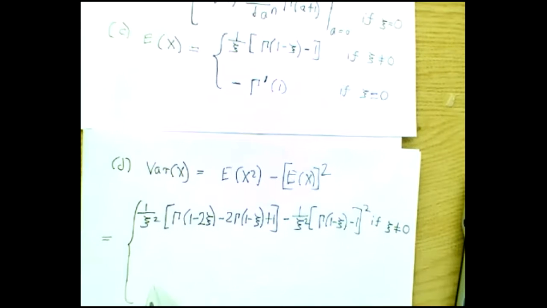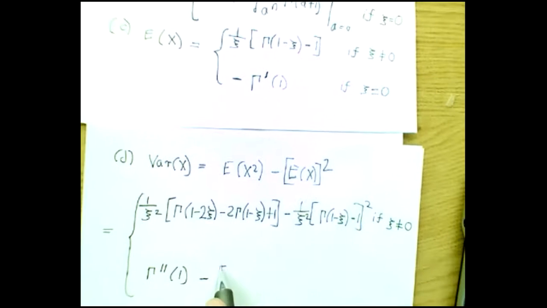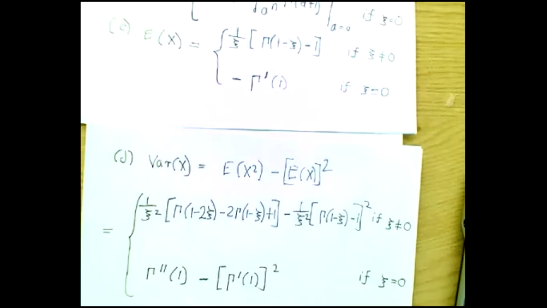Now, if psi is equal to 0, then if you put n equal to 2, you will get this, which denotes the second order derivative of the gamma function at 1, right? Minus the square of the expectation is... okay. So this is the answer to part D of question 1. All right, so it completes question 1.